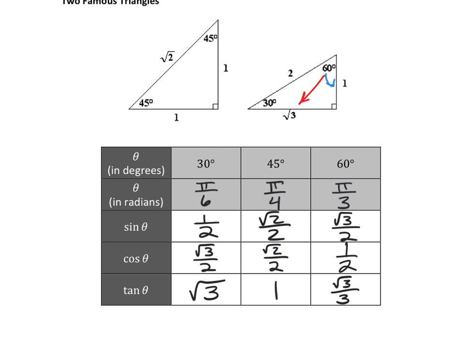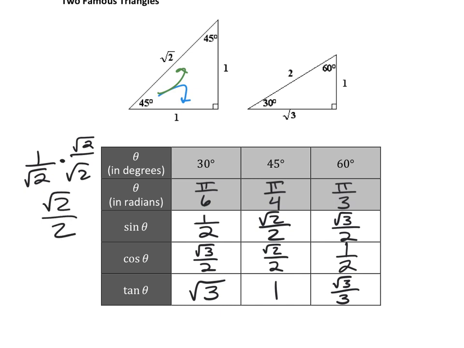Yes? For cosine of 45 degrees, where did we get the 2 for the bottom of the fraction? That's a great question. So when we were doing cosine of 45, it was adjacent over hypotenuse. So it would be 1 over square root of 2. But we have to rationalize that denominator, so we multiply by square root of 2. So it would be square root of 2 over 2. Yeah, that's a good question.